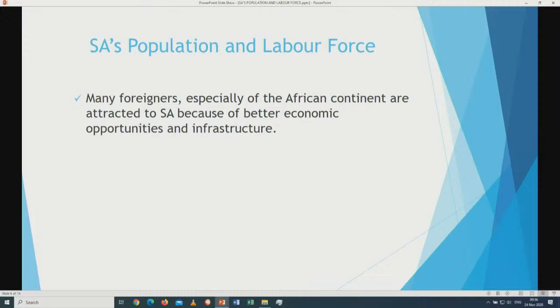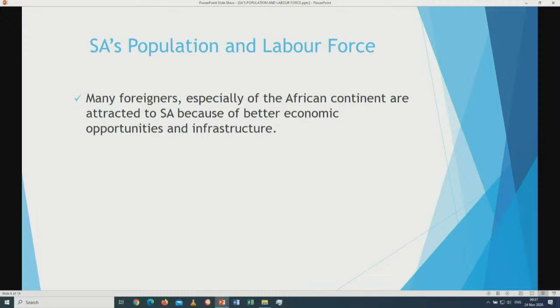South Africa. What makes people come to South Africa? And as you observe what happens in our country, we observe that many foreigners, especially from our continent, are attracted to South Africa, right? So migration does not only happen within South Africa from rural to urban areas, but it also happens throughout the world.